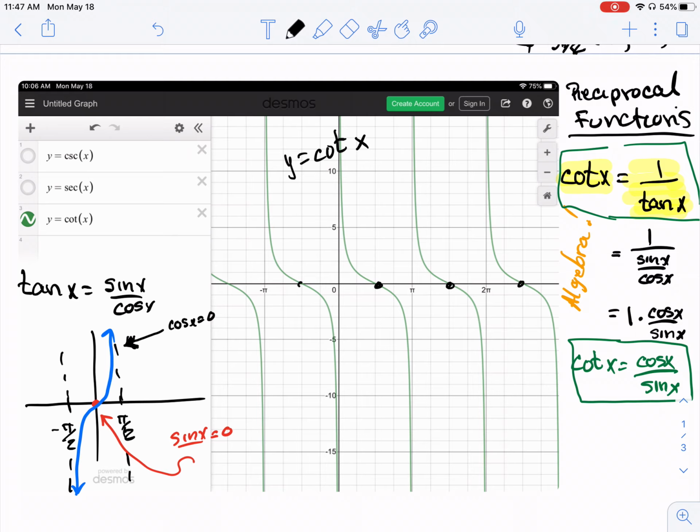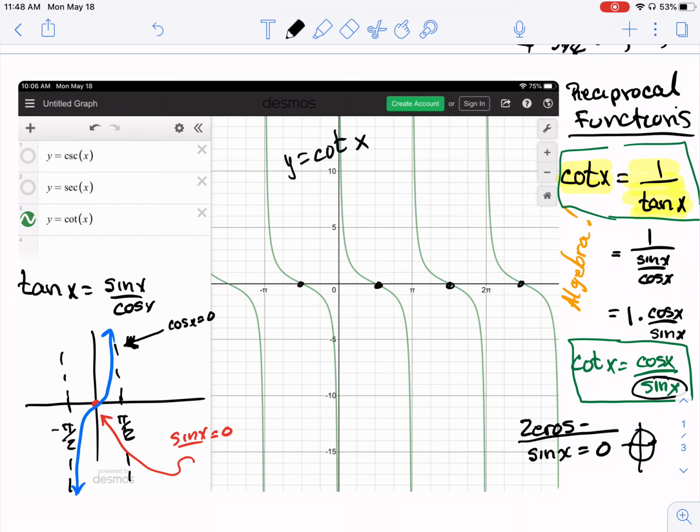If I'm going to find my zeros, they are located at the value that causes division by 0. In cotangent, sine is on the bottom, so I'm going to look for where sine is 0. I like my unit circle, so I'm going to do a quick unit circle. Sine is my y-coordinate, so sine is 0 at 0, pi, 2 pi.